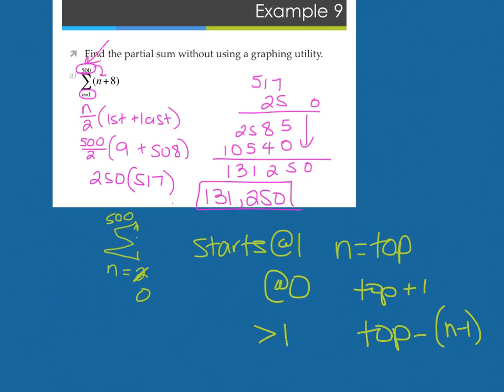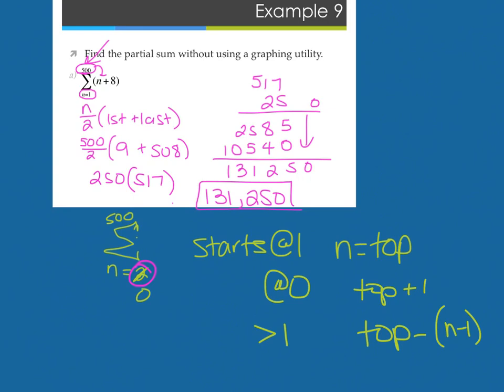That minus 1. And then also when you go to find your a sub 1, obviously your a sub 1 is now whatever the number on the bottom is. So if that number on the bottom was 2, then my first term is if I plug in 2. If my number is 0, then my first term is if I plug in 0. Does that make sense? Okay.